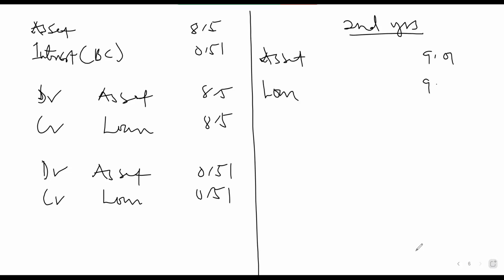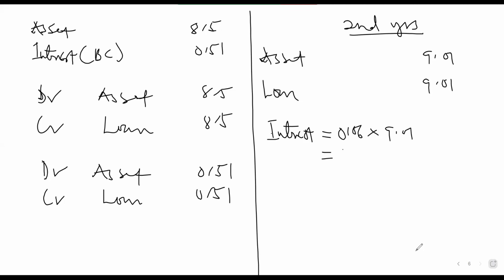Your loan will be 9.01. Then you still have the interest. So the interest will now be calculated as 0.06 times 9.01. It will not be calculated on 8.5. The assumption is that we are not paying the interest, so the interest will be rolled over with the principal. So you calculate this. What are we getting?